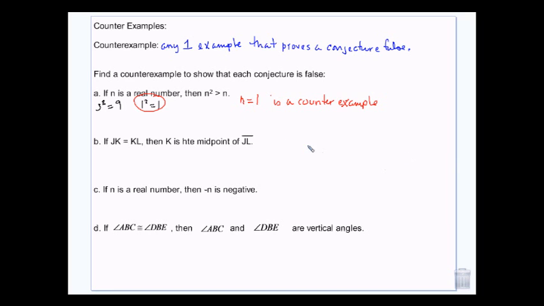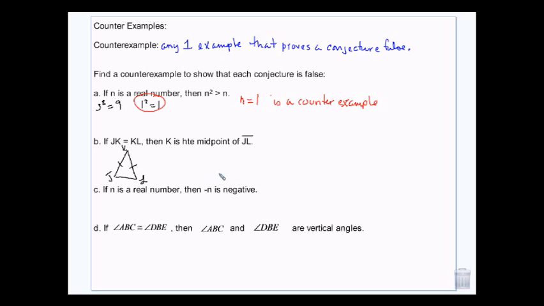If we look at, if JK equals KL, then K is the midpoint of JL. Well, can you think of an example where JK and KL might be equal length, but K isn't the midpoint? What if I have a triangle and it's isosceles? And JK and KL are the same length, but K is not the midpoint. Or any other polygon with two sides, JK and KL, the same length.